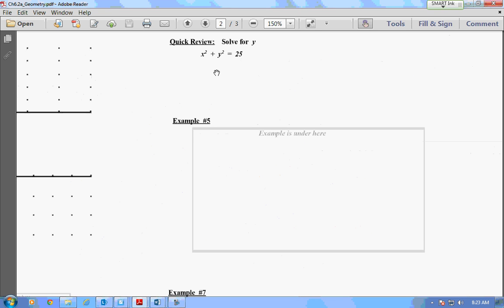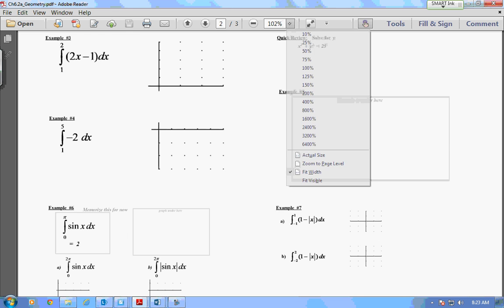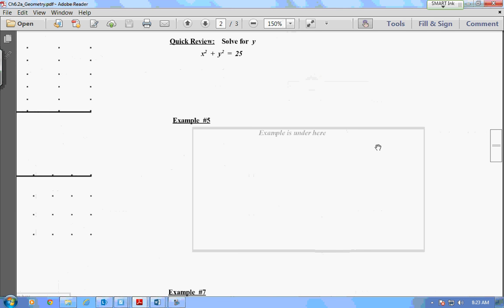Would you solve our circle here with radius 5 for y? Because it has to be a function in order to integrate. Would you solve this for y? And then it will be a function. Yeah, solve for y.